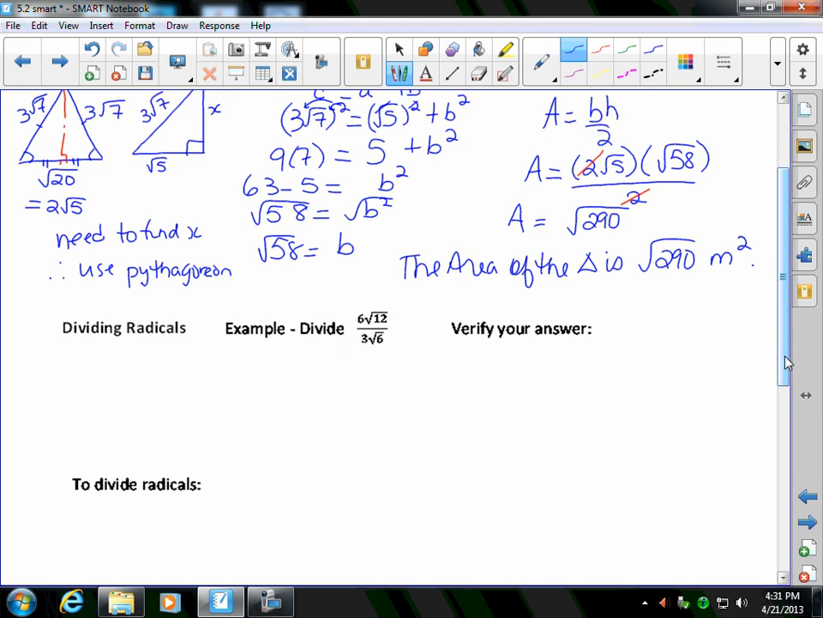Dividing radicals. So same idea as multiplying with radicals. You divide numbers by numbers, or coefficients by coefficients, and radicals by radicals if they divide evenly. There's an extra step or two when you're dividing radicals, because they have to be divisible completely in order for you to do all of the work. Otherwise there's an extra step to it.